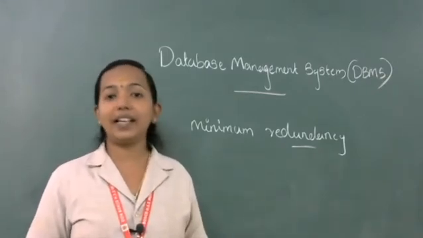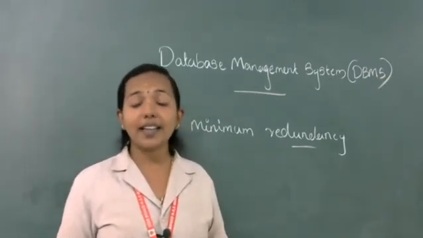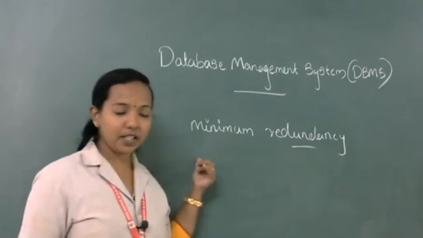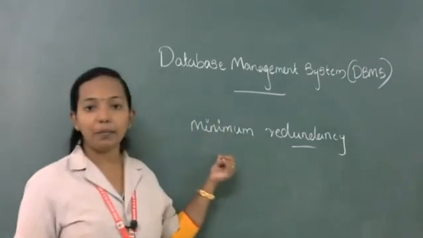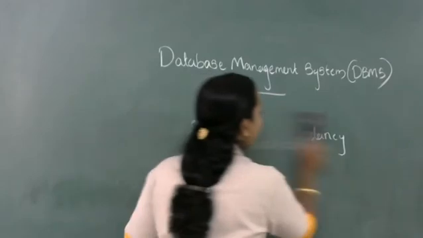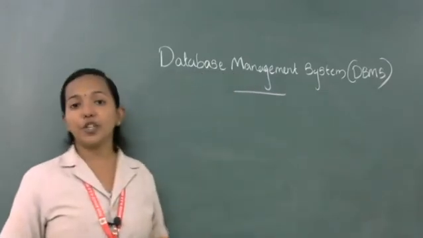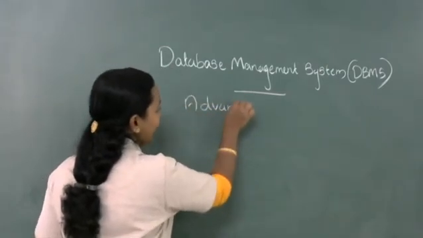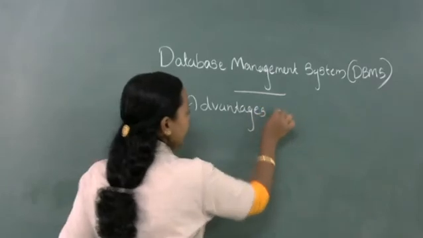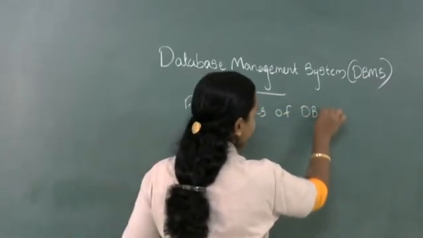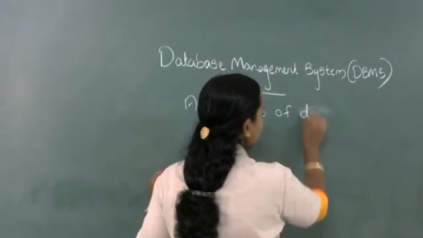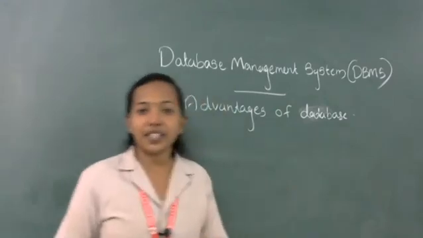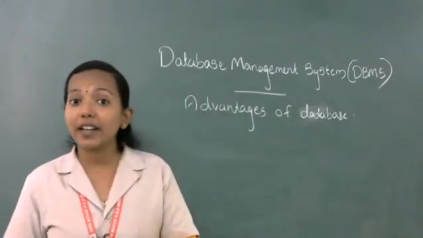So what is the definition of a database? A database is an organized collection of interrelated data with minimum redundancy. This point is very, very important: with minimum redundancy. Then next we are going to discuss the different advantages of database, or advantages of DBMS. In the definition itself, it is already mentioned: with minimum redundancy.